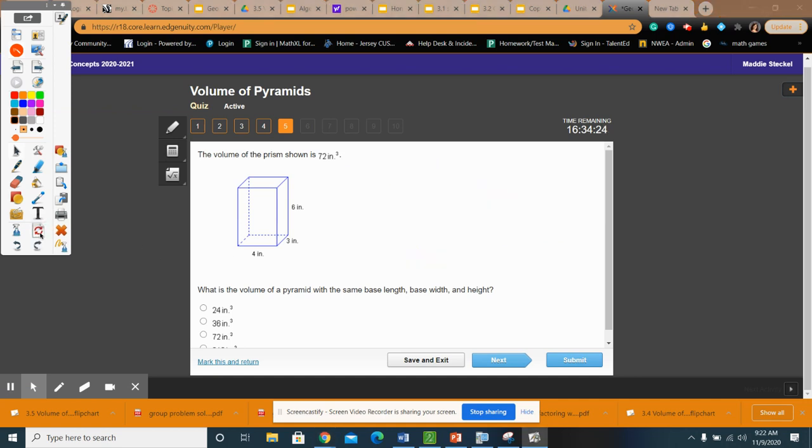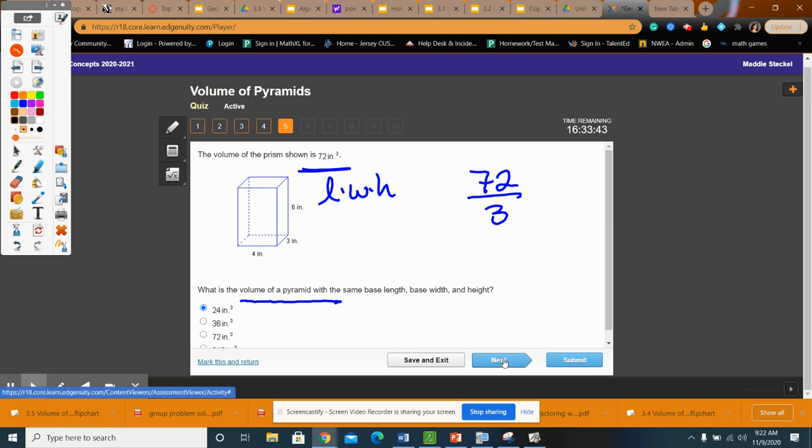All right, number 5. Volume of this prism, it's a box, and it's 72. They even told it to me. How did they get that? Don't forget, that's length times width times height. They want to know what the volume of the pyramid will be then. Well, if the prism is 72, remember it takes 3 pyramids to fill it up. So you just need to take 72, divide by 3. 72, divide by 3, and that pyramid is going to be 24. So if they tell you the prism, you can divide it by 3 to get the pyramid.